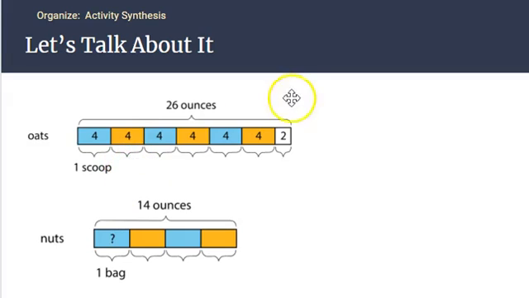Here's some better pictures of what I was just talking about. So we have, for the first one, the oats, we had 26 ounces. We knew that 1 scoop was 4 ounces, and we need to figure out how many scoops. Well, after you do the 6 scoops of 4 ounces each, you see that you've got 2 ounces left. 2 ounces compared to 4 ounces being a whole scoop means that that was a half scoop. And that's why it's 6 1/2 scoops to make this work.